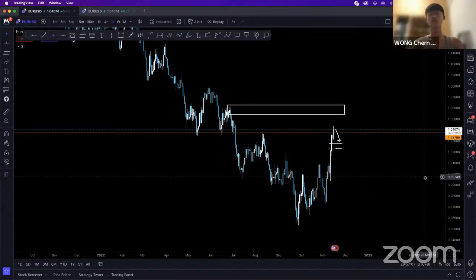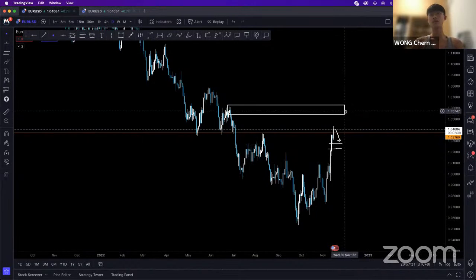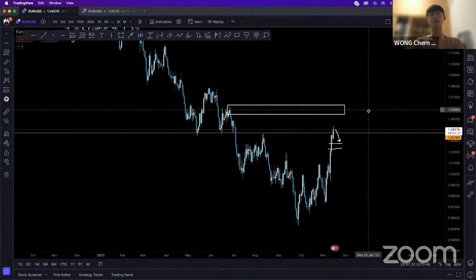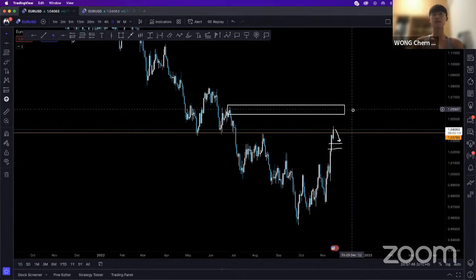Just to clarify, what Chen means by the PPI doing badly and doing well: when the PPI is doing well, we expect price to continue pushing upwards, because that means the producer's price index is actually decreasing. That puts more pressure on the Feds to slow down their rate hikes, and that would lead to a more risk on environment. That's why we believe that Euro USD can start heading up further to this supply zone.